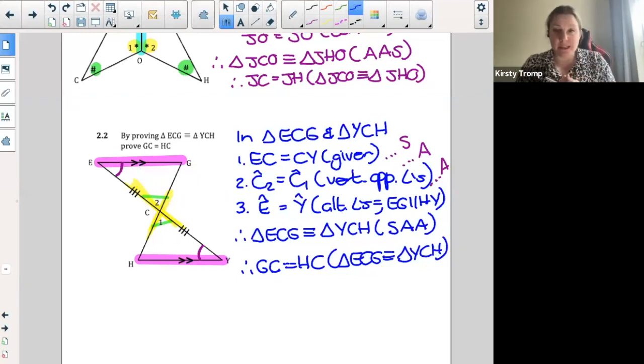Somebody is saying to me, ma'am, can you use angle G is equal to angle H instead of angle E is equal to angle Y? Of course you can do that. You can use those angles instead because those are also alternate angles. It'll give you another angle, which will still be SAA. That's perfect. Okay, that's perfect.